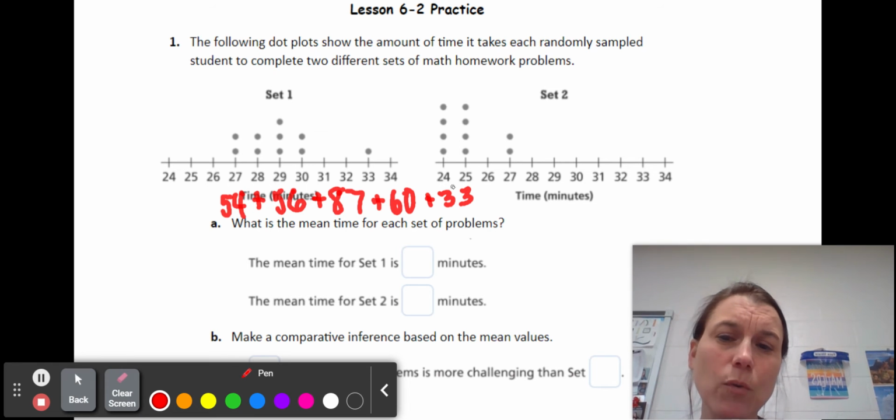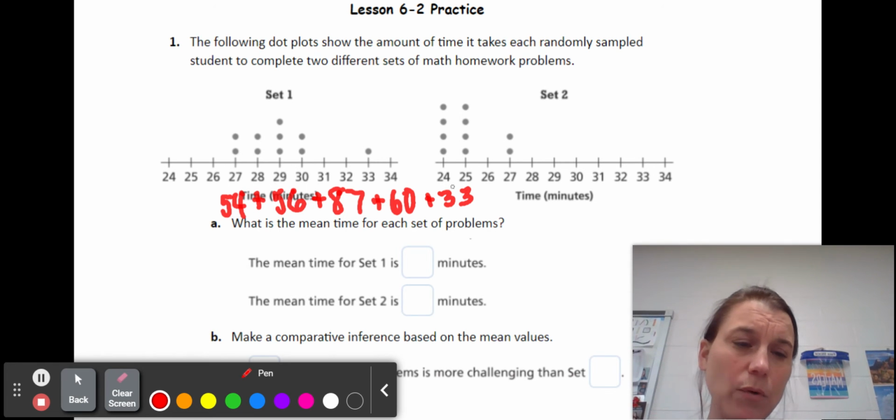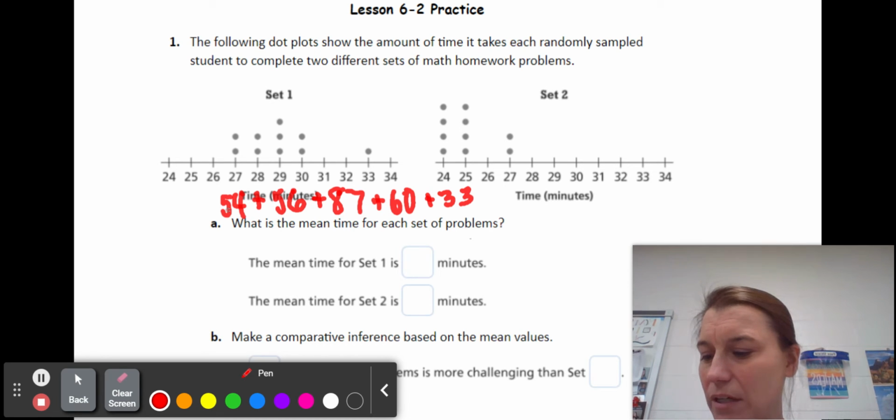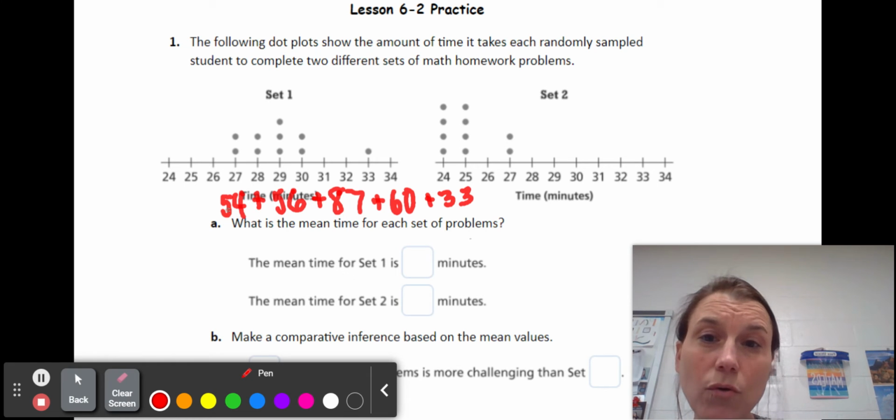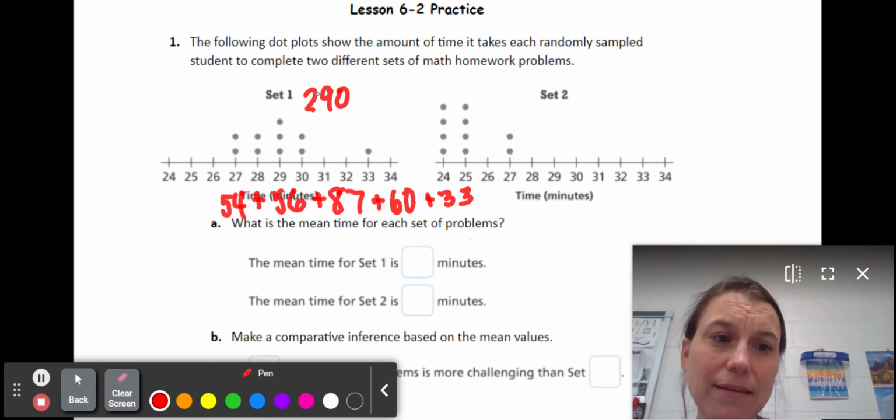Rather than adding 27 plus 27 plus 28 plus 28 plus 29, I'm saying 27 plus 27 is 54, and 28 plus 28 is 56. So I'm shortening the number of numbers I have to add. So I'm going to add 54 plus 56 plus 87 plus 60 plus 33, and that gives me 290. So I have a total of 290 minutes.